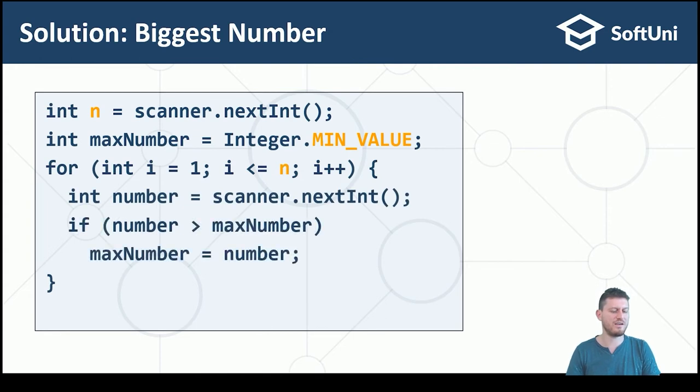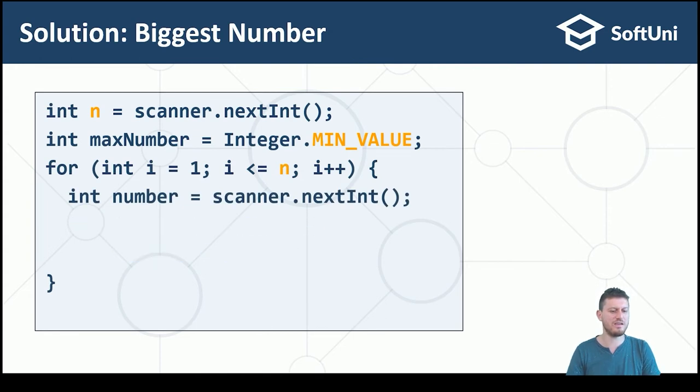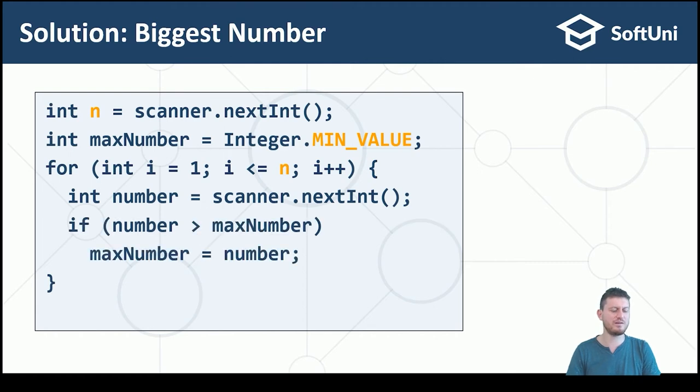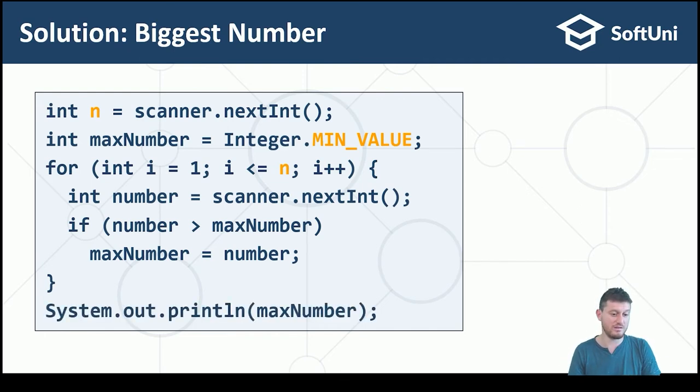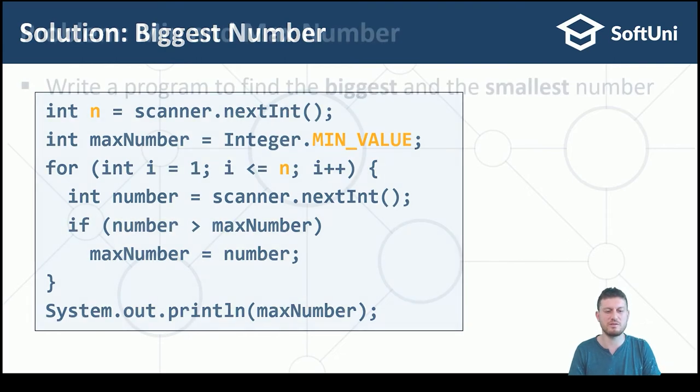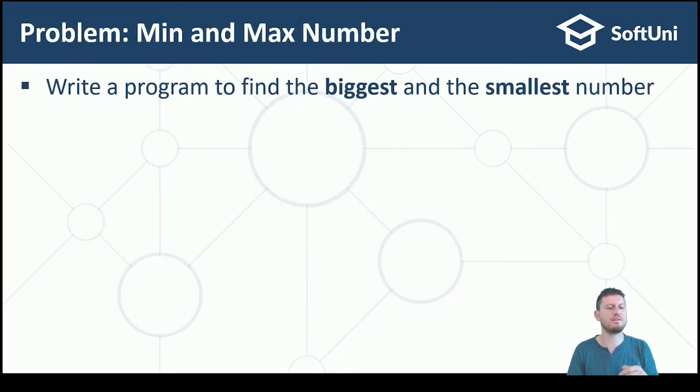So we have scanner.nextInt and we read the next number, and if the next number is bigger than the current max number, we assign the max number to be the next number. So finally we print the solution. This solution will work for integers only, because it doesn't handle double floating point numbers. Okay, let's go ahead with the next problem.